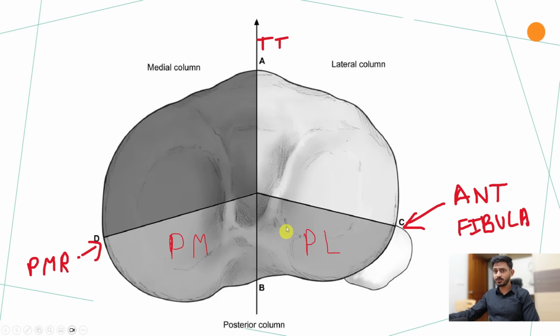Originally it was only divided into medial, lateral, and the posterior column. This entire thing was one. But slowly over time, people found different fragments in the medial and lateral side of the posterior column. So they divided it into the posteromedial and the posterolateral. To draw this line, we just draw a line from the center of the intercondylar eminence to the posterior sulcus. So we have medial, anteromedial, anterolateral, posterolateral, and posteromedial columns.